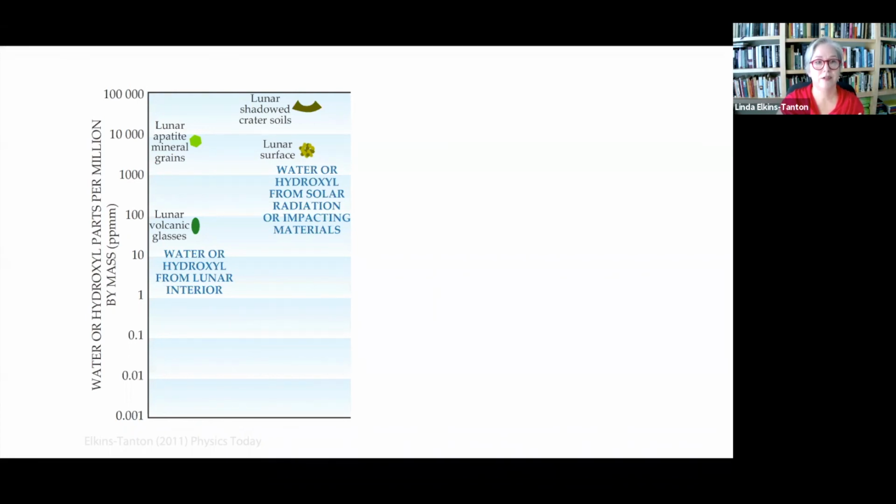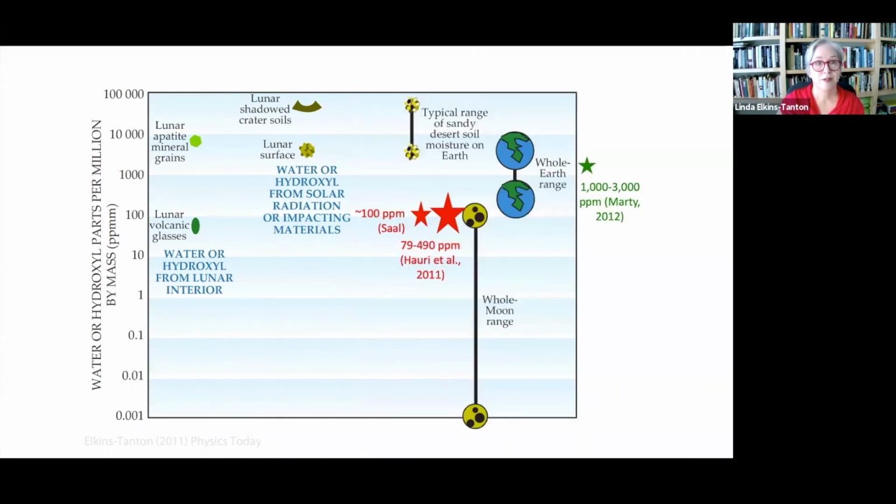And some of those shadowed cratered soils might have 4 or 8% of ice in them or more. We're not sure. So how wet is that? Well, look at the top right. The typical range of sandy desert soil moisture on the Earth is about the same as the wettest parts of the moon. And those measurements are from the Sahara Desert. So very, very dry. Turns out the surface of the moon is very, very dry.